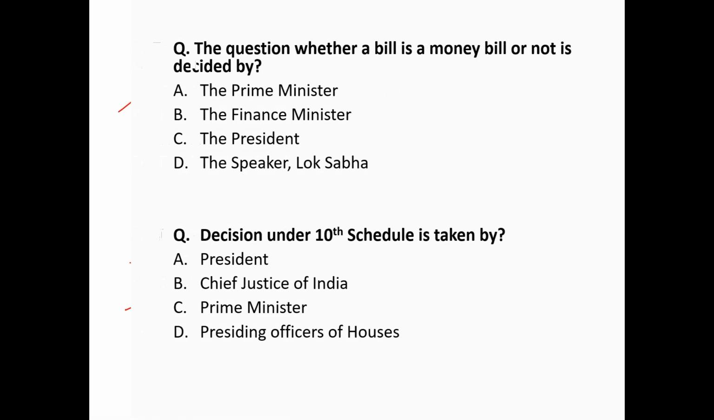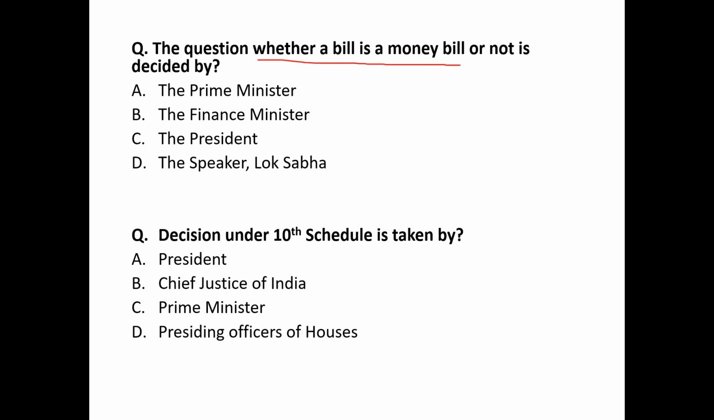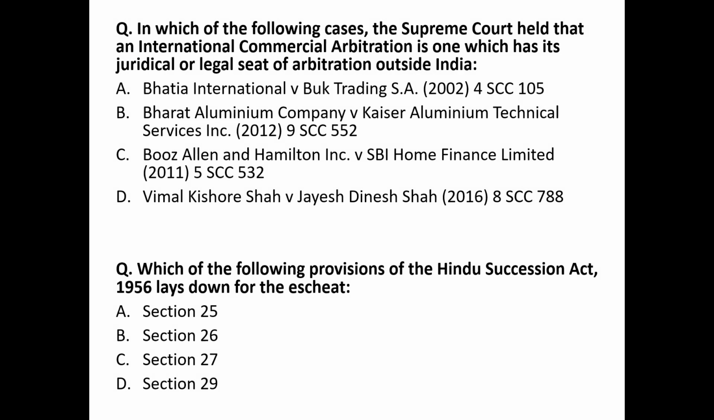Next question. The question whether a bill is a money bill or not is decided by the Speaker, Lok Sabha. Option D. Next question. Decision under 10th Schedule is taken by presiding officers of the houses. Option D. Next question. In which of the following cases the Supreme Court held that an international commercial arbitration is one which has its judicial or legal seat of arbitration outside India? It's option A, Bhatia International versus Bulk Trading.